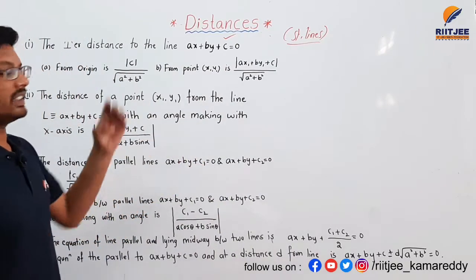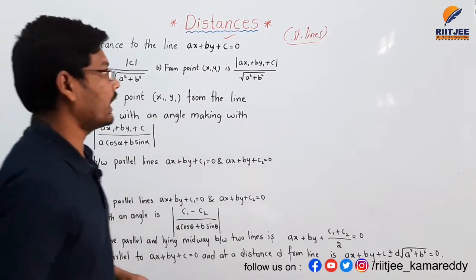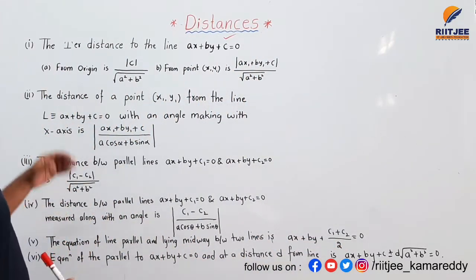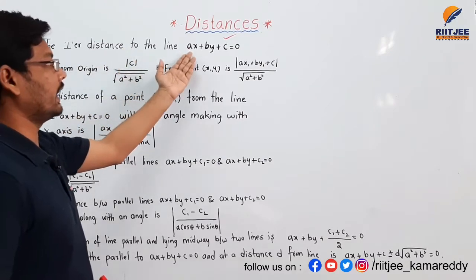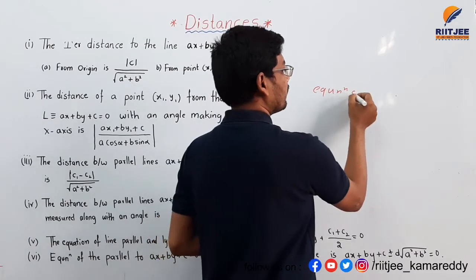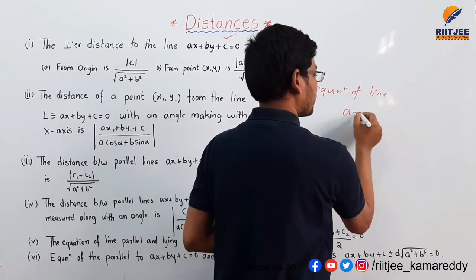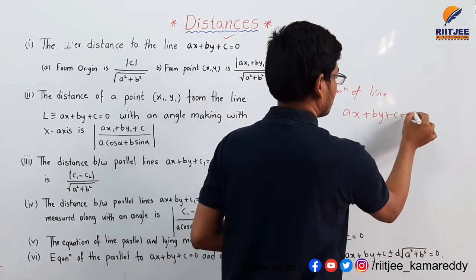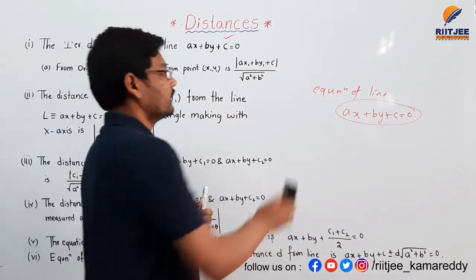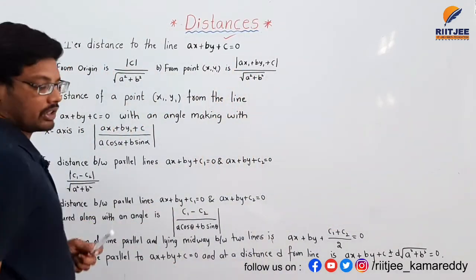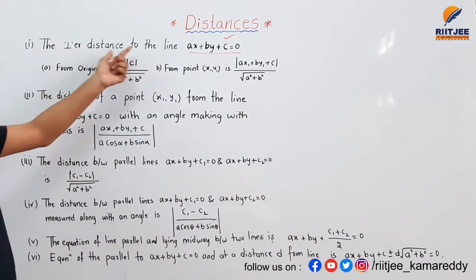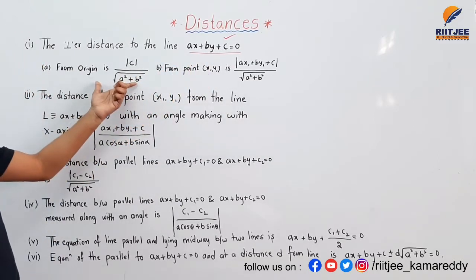In the straight lines chapter, the distances topic we are discussing here has several points. The first one is the perpendicular distance to the line ax plus by plus c equals 0. This is the general form, the standard form of the equation of a straight line, and we want the perpendicular distance to this line in various forms.